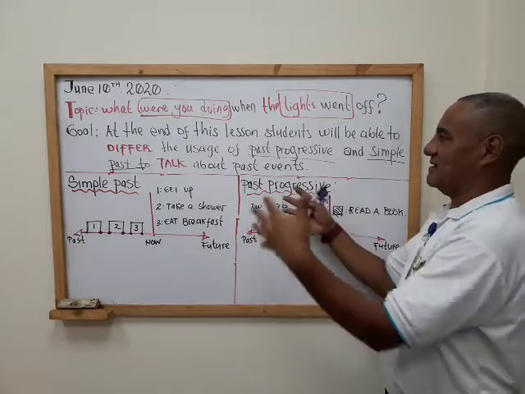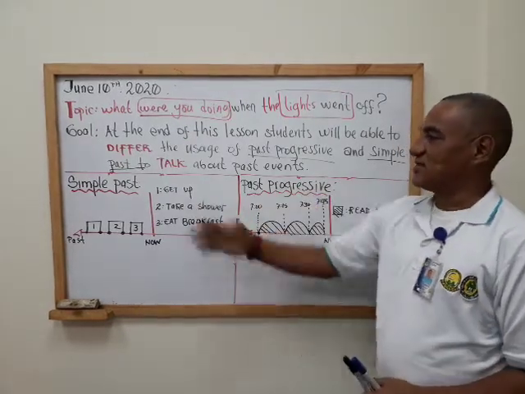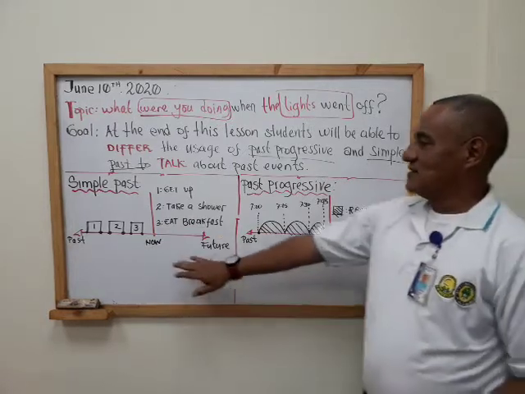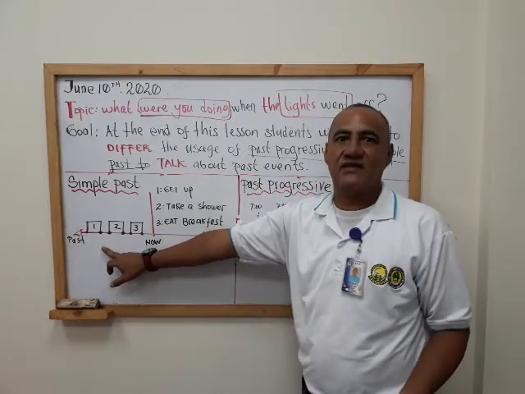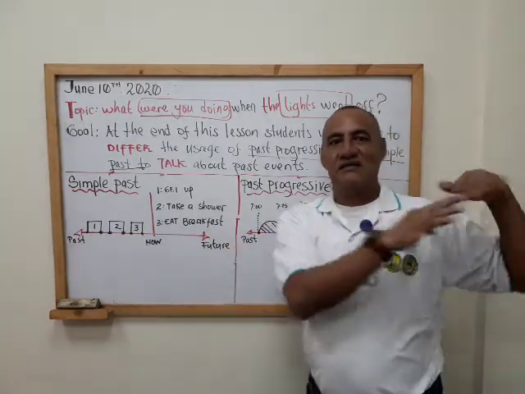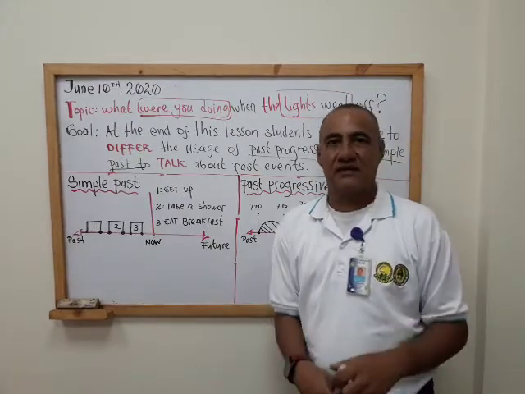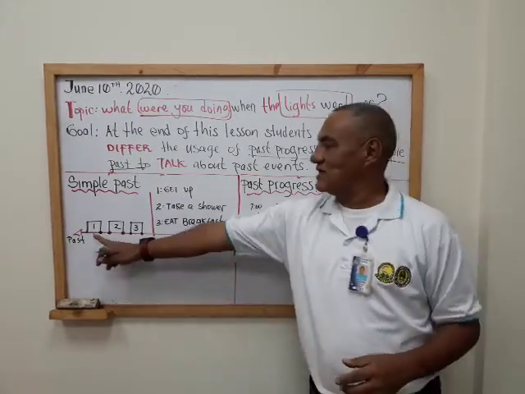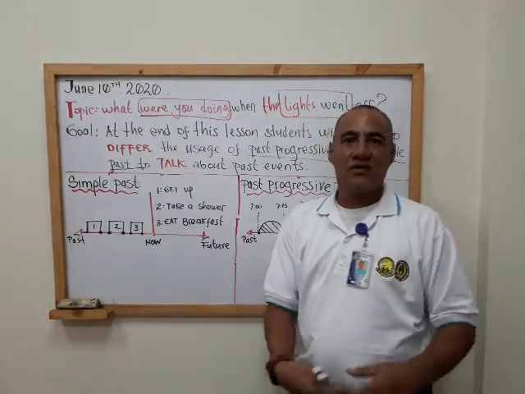before using them together. Okay, so simple past. Look at this. So simple past is when an activity began and finished in the past. It is completed in the past. There is no connection with now, with the present. Okay, sencillo, cuando una acción empieza y termina en el pasado, no tiene conexión con el ahora.